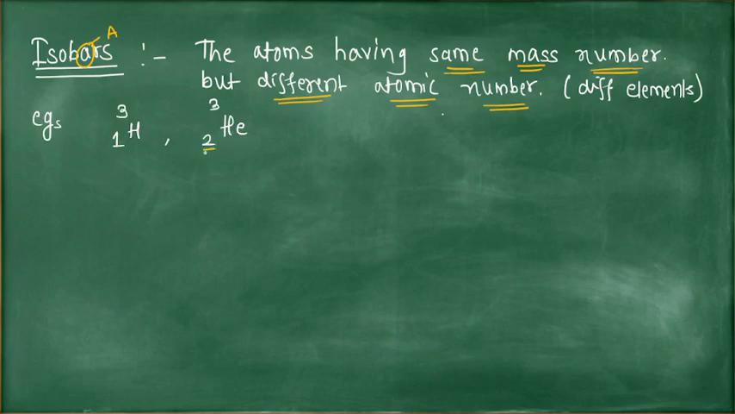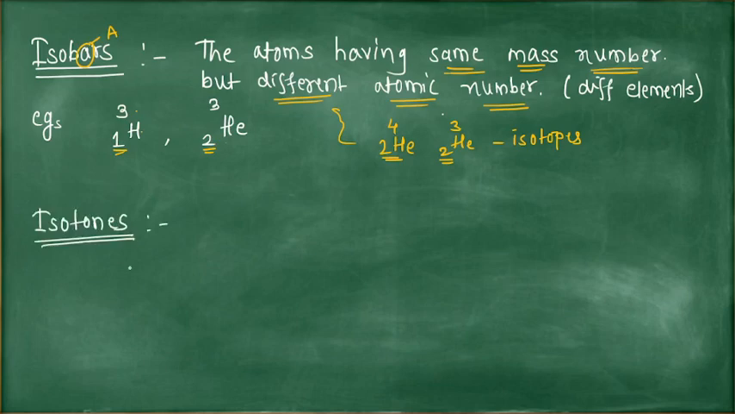2H3 and 1H2 are different elements, with different atomic numbers, but the mass numbers are the same. Here, 2He4 and 2He3 have the same atomic number but different mass numbers, so these are isotopes. But where the elements are different, see whether the mass number is the same, then you can say that these are isobars.